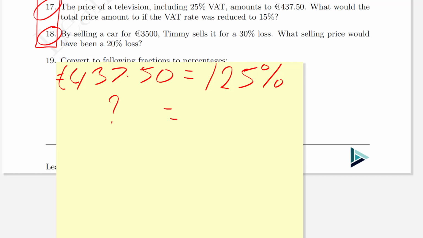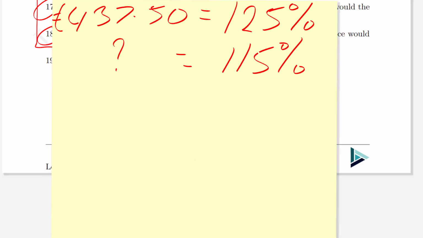What would the total price amount to if the VAT rate was reduced to 15%? So basically we're saying, what would the price be if we only paid 15% VAT rather than 25% VAT? So if you're only paying 15% VAT, then the price would represent 115%. Because remember, the VAT is added on to the original 100%. So we have 125%, we want 115%. That's what's going on in this question.